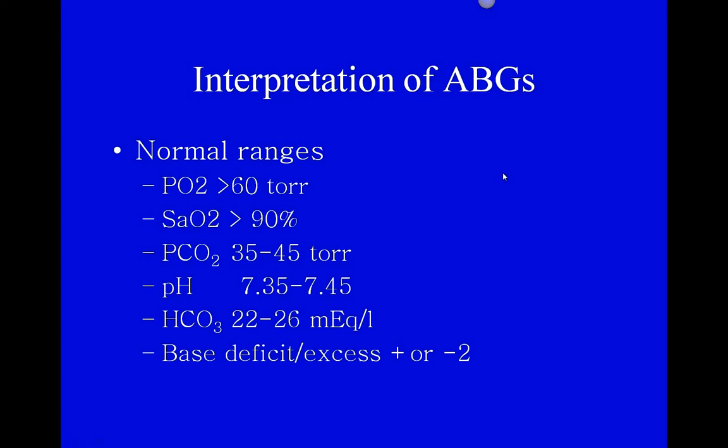So when we interpret blood gases, we are going to use these values for this class. If a patient has a PO2 greater than 60, we're going to say that they're not hypoxemic. If their saturation is greater than 90%, and those two would typically go together, so rarely would you have one where maybe this is 59 and this is 90, and you'd have to say, well, I don't know what to put down.